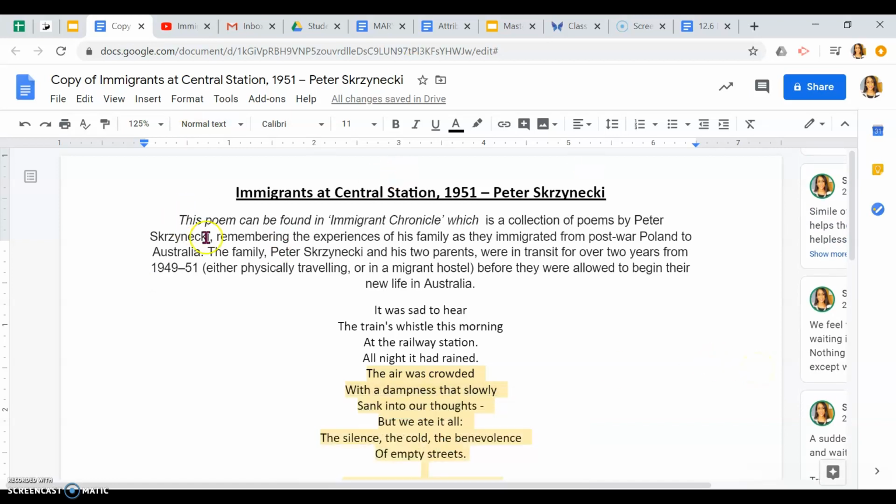So as you have already read, the poem is actually telling the story of the poet's parents who were in transit for over 2 years during about 1949 to 51, and they left Poland to come to Australia. So in that 2 years, they were either physically traveling or they were staying in a hostel. And so it took them 2 years to actually get to Australia and start their new life.